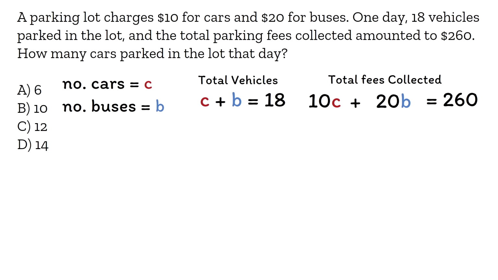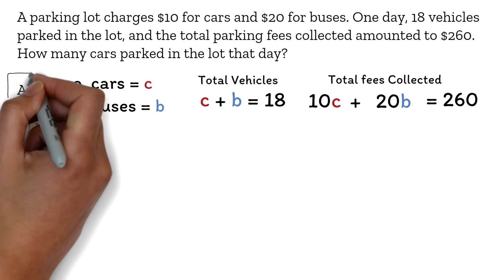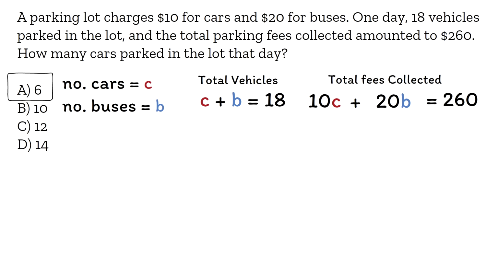We are just going to solve it using trial and error based on the answer options. We know that the answer options are for the number of cars. We take option A. We have 6 cars. From the first equation, we know that the number of cars plus the number of buses is 18. So if we have 6 cars, then we will have 12 buses.